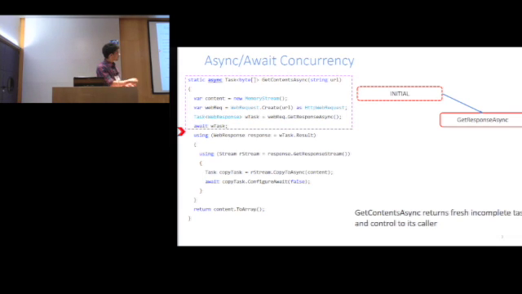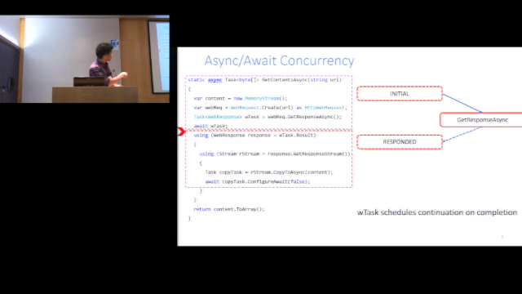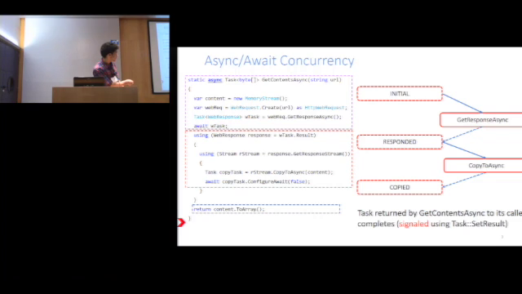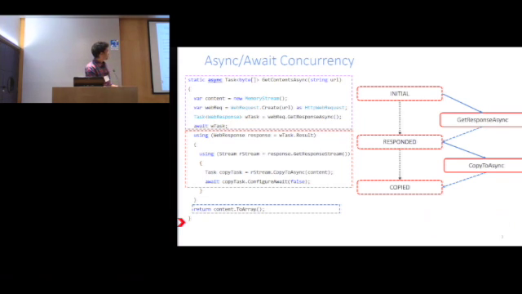Now get response async will eventually complete when the network data is available. At this point, it will schedule the subsequent part in this method, shown by this red box here, as a continuation. The continuation eventually runs until the subsequent await where something similar happens, and finally the contents are available as this byte array, and we return to our caller. So the task returned by get contents async to its caller is only marked complete at this point using the task set result signaling method. This does not appear in the code because it is compiler generated. With this background, note that there is also a possibility of sequential flow at the await in case the awaited task is already complete.